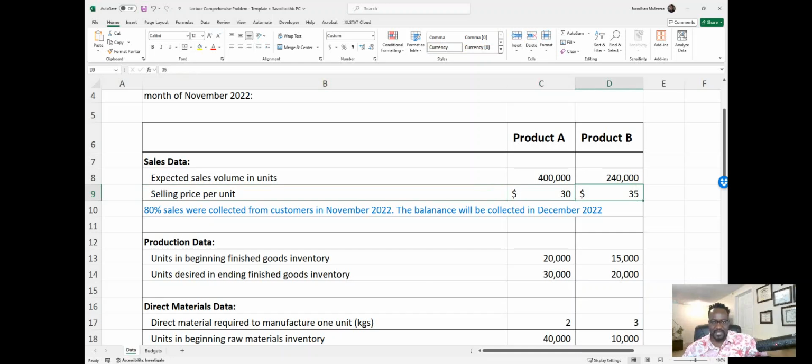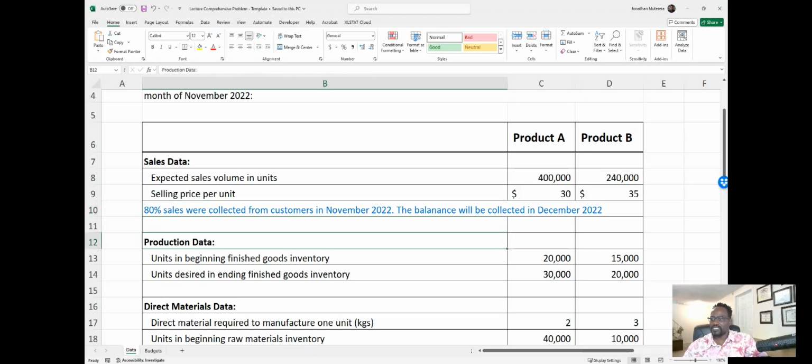Also included in this information, we're told how these sales are going to be collected. 80% is going to be collected in cash in November, and the remaining balance, the 20%, will be collected in December. This information will be very useful in preparing the cash budget. As we prepare each of our budgets, we're also going to be preparing what we call a schedule of cash receipts or cash payments, which is information that will be necessary in preparing our cash budget.